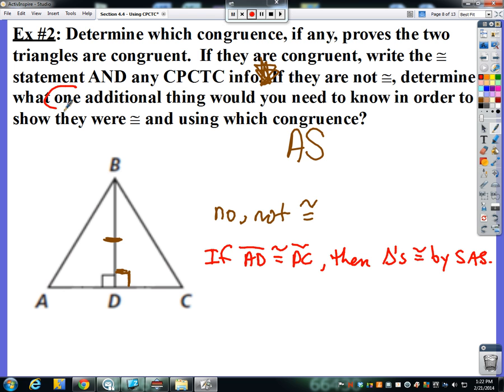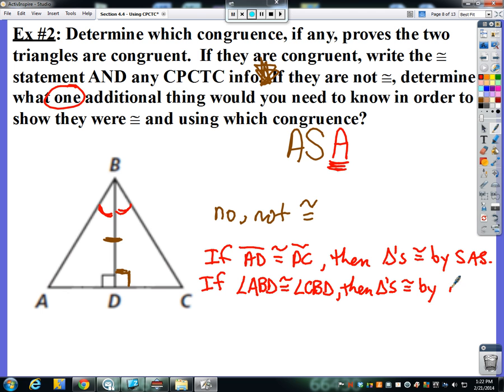So since I'm only limited to one additional thing, I can't just come out and say, oh, if everything else was congruent, obviously, then I could use any shortcut I wanted to. So if I've used side angle side, well, I'm 2/3 of the way to angle side angle, so let me try to figure out what other angle I would need to know. Well, it'd have to be these angles up here. So we could say if angle ABD, this guy, was congruent to angle CBD, which would be this guy over here, then triangles congruent by angle side angle. Okay, that works.